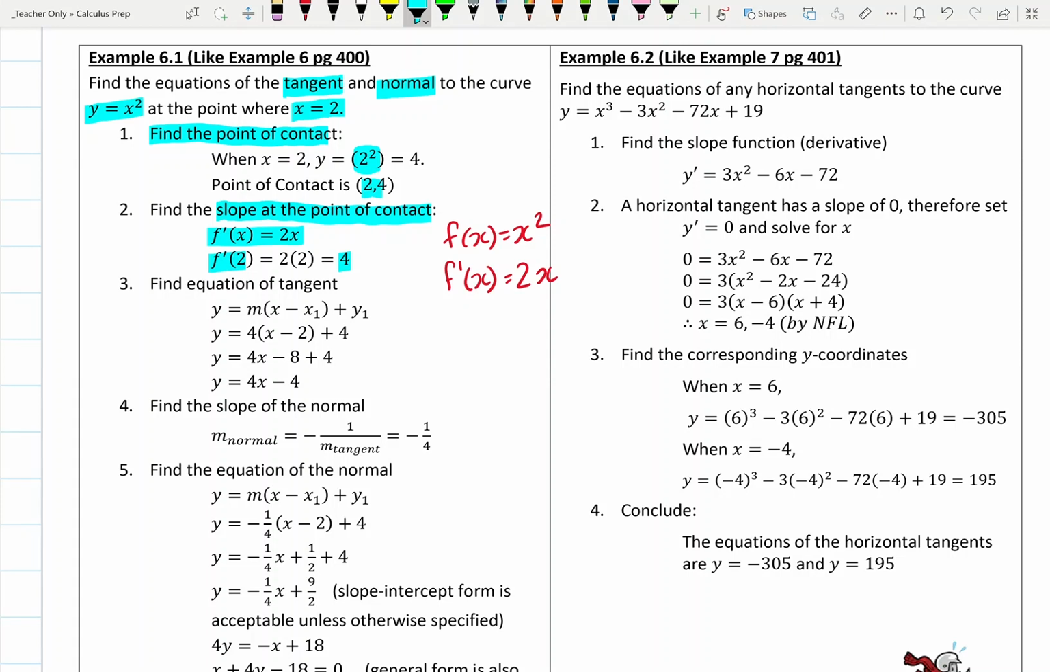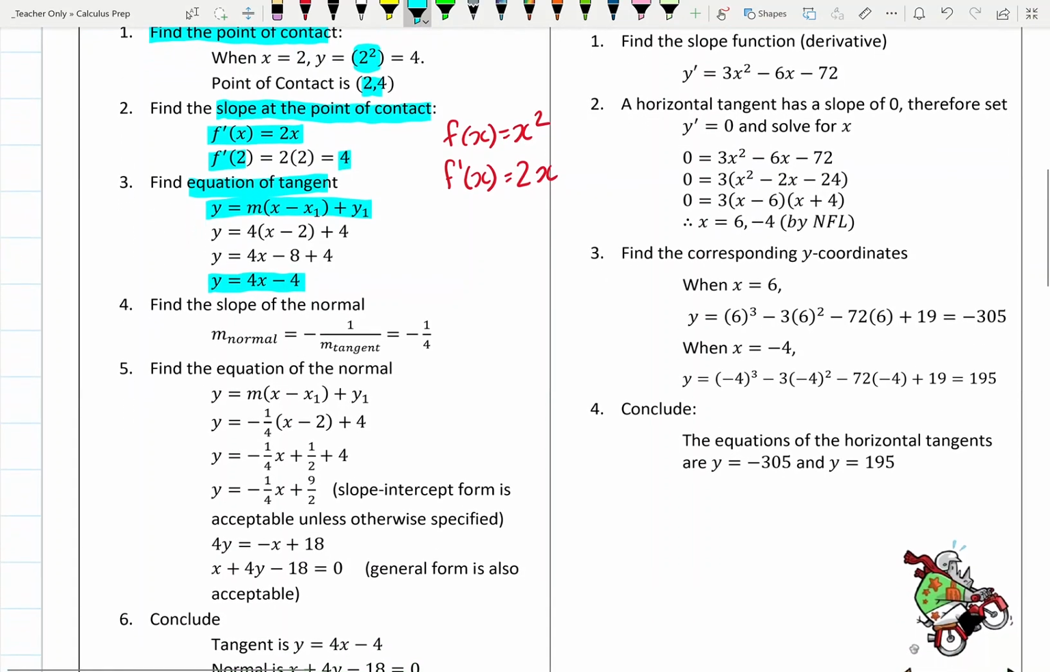From there, we find the equation of the tangent using y equals m times (x minus x1) plus y1, or whatever variation of that rule you feel most comfortable with. Either way, you should end up with the equation of the tangent. That bit we're most familiar with so far. All right, finding the slope of the normal is the next step.